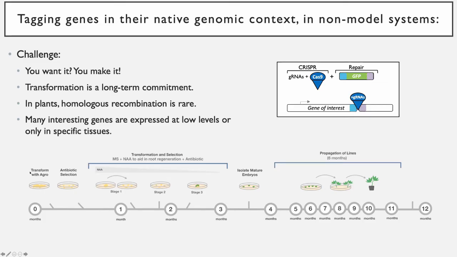With cassava, we're lucky that we do have a fairly robust transformation pipeline. But as you can see here from the time scale, this is really a long-term commitment if you're going to make something. In addition, we have this challenge that in plants, as I'm sure many of you know, homologous recombination is a very rare event. And many of the genes that are really interesting to us are expressed either at very low levels or only in specific tissues. And so this makes this whole goal very challenging.